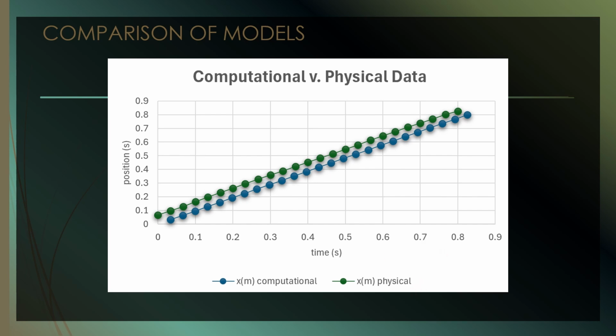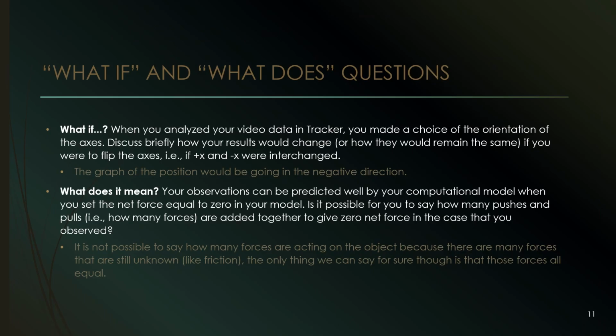Now to wrap up the lab, we have our what if and what does it mean questions. For the what if question, I answered that the graph of the position would be going in the negative direction, since when it was going from negative x to positive x, it was in the positive. By reversing that order, it would essentially reverse the graph. And the only thing that would not change is the magnitude of the values here.